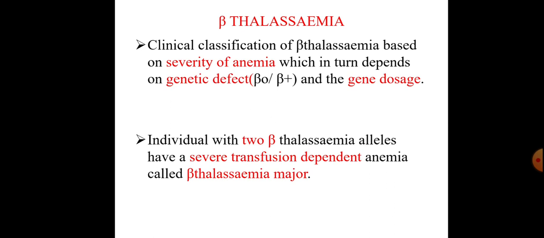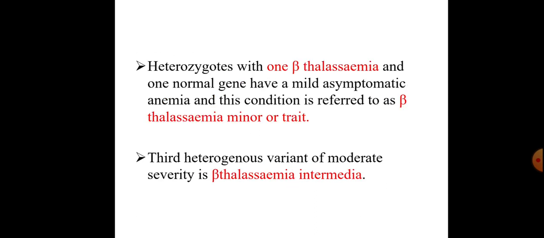Coming to beta thalassemia, the clinical classification is based on the severity of anemia, which in turn depends on the genetic defect, caused by point mutations of the beta globin genes, where beta null or beta positive, and the gene dosage. Individuals with two beta thalassemia alleles have a severe transfusion-dependent anemia called beta thalassemia major. Heterozygotes with one beta thalassemia and one normal gene have a mild asymptomatic anemia, and this condition is referred to as beta thalassemia minor or trait. A third heterozygous variant of moderate severity is beta thalassemia intermedia.